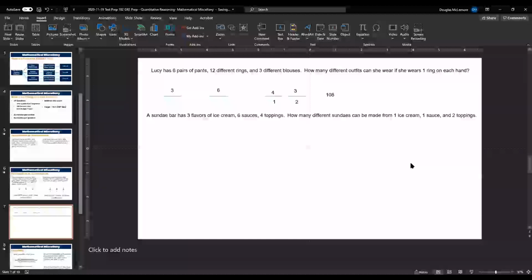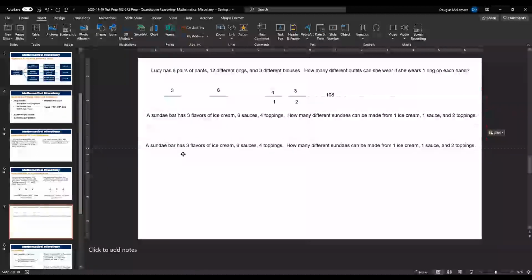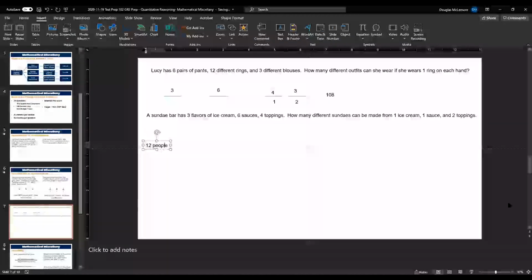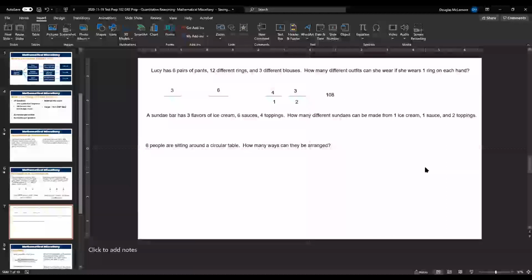All right. Now, I'm going to introduce to you the last special type of question we have here. And this one is particularly devious. 12 people are sitting around a circular table. Actually, let me do it smaller so I don't have to deal with such big numbers. 6 people are sitting around a circular table. That actually is a very important point to this question. How many ways can they be arranged?